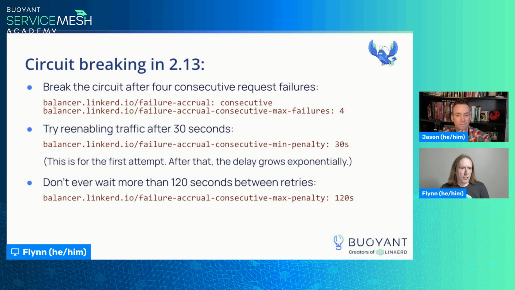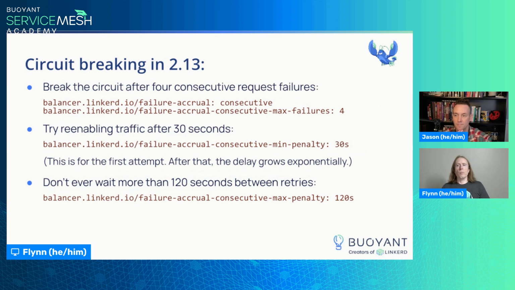The next one, consecutive min penalty, sets the minimum time after the breaker opens that it must remain open. In this case, we'd be setting it to 30 seconds. That is the minimum time. It will grow exponentially as we occasionally retry. If it keeps failing, we'll back off longer and longer until eventually we hit the consecutive max penalty time. In this case, I'm showing that set to 2 minutes.